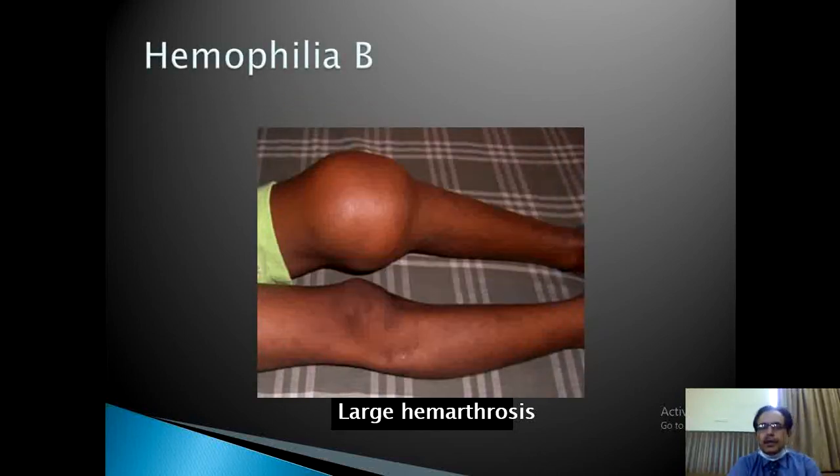Now the signs of hemophilia B: you see, there is a large hemarthrosis. In this case, there is bleeding into the joint space, and the patient has a very large swollen joint, and it is a florid sign. The right knee joint is also partly deformed, and you can do an ultrasound in this case, and you can do a CT or MRI also to see the damage done to the synovium and cartilage, etc.